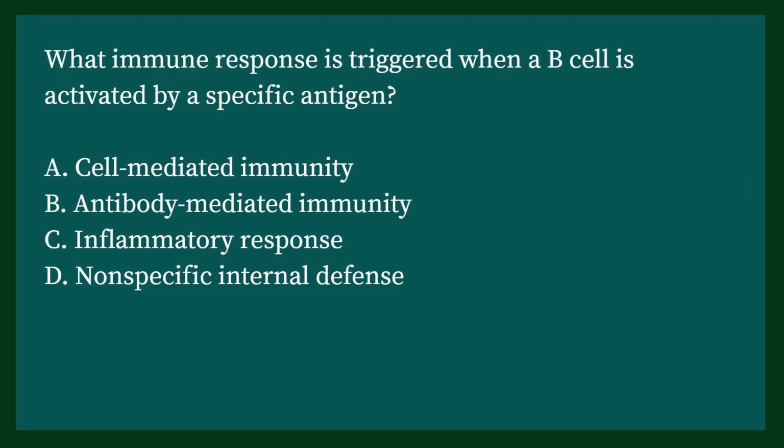All right, next question. What immune response is triggered when a B cell is activated by a specific antigen? Remember the pathway of the B cell? Immune response that gets triggered. Ooh, we have a few different choices here. Remember, we had these names that we ran across in the slideshow. So A, cell-mediated immunity. B, antibody-mediated immunity. C, inflammatory response. Or D, nonspecific internal defense.